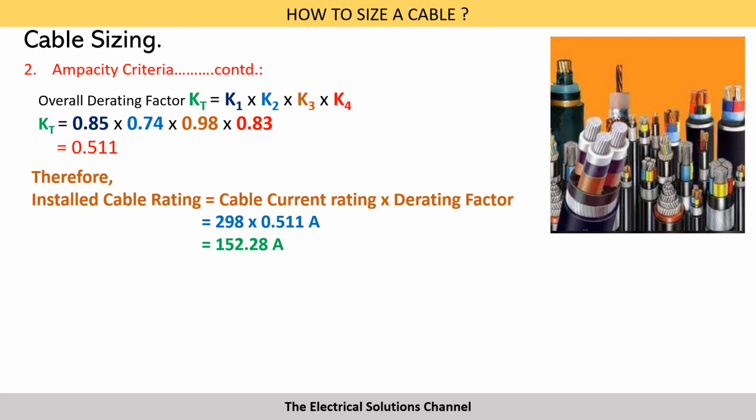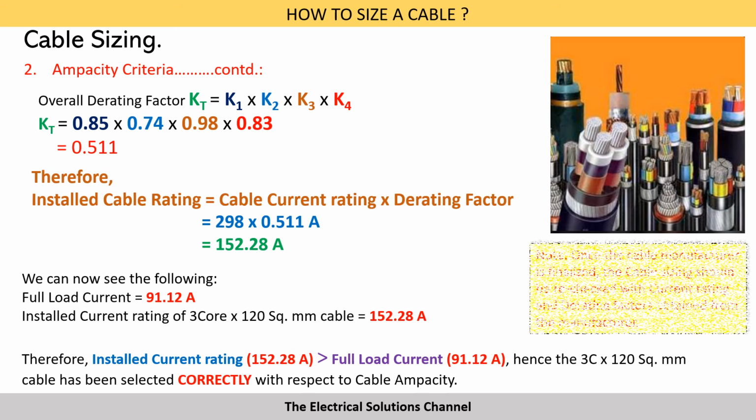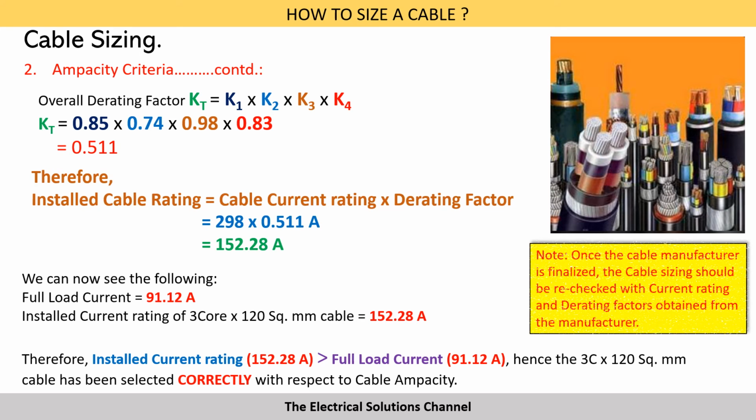We can now see the following. Full load current flowing through the cable is equal to 91.12 amps, and the installed current rating of 3 core 120 square mm cable is equal to 152.28 amps. Therefore, the installed current rating is greater than the full load current. Hence, the 3 core 120 square mm cable has been selected correctly with respect to the cable ampacity.